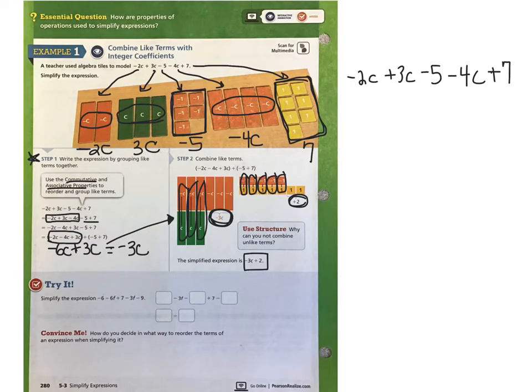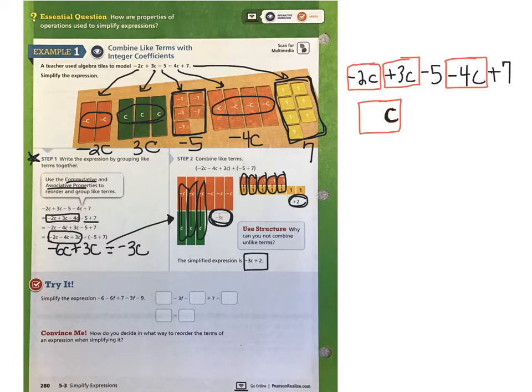The strategy that I'm about to show you is just another way to group the terms together without having to rewrite them all the time. So let's start with all the terms that have a c in them. What we're going to do is box around each of those terms and include the operation symbol in front of that term. So you can see that I boxed out a negative 2c, a 3c, and a negative 4c. And those are the 3 terms that I'm going to put together to get the new term that has a c on it.